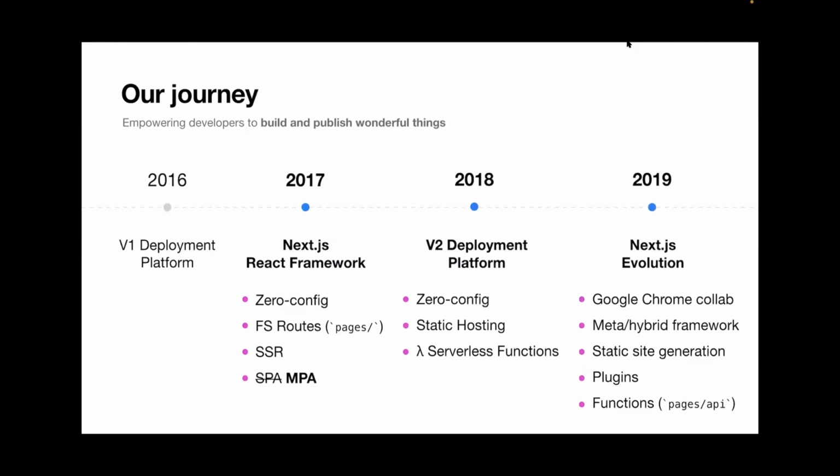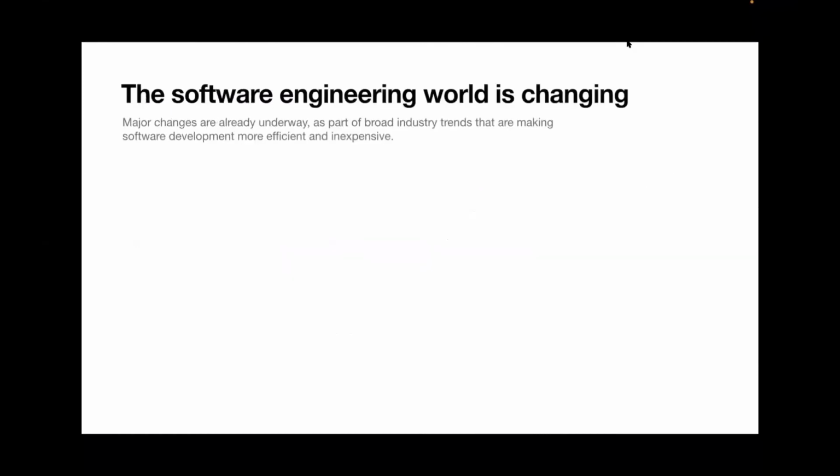And something really interesting that has happened so far is that Next.js has grown so much that it drove the attention of Google, who now contribute to the framework directly. Next.js evolved to become a hybrid of static site generation and server-side rendering, among many other things. But one of the things that has been the foundation of all this evolution is that the software engineering world is changing quite dramatically.